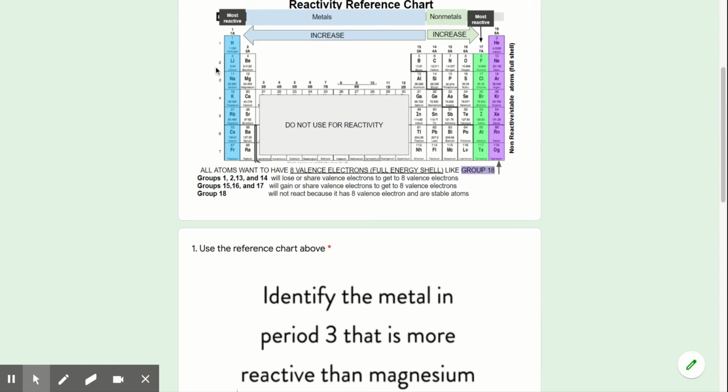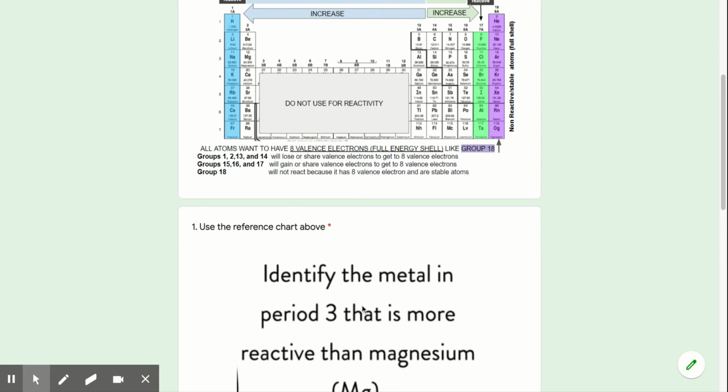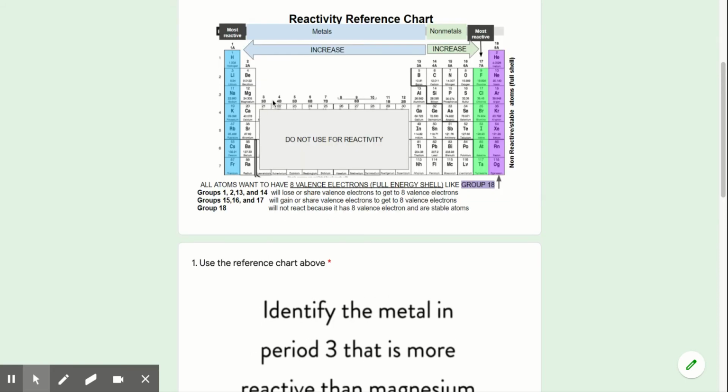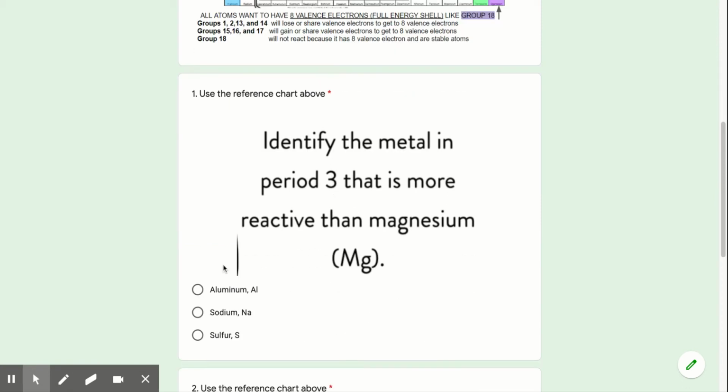So the metal in period 3, so we're looking over here, metals in period 3. So aluminum's a metal, magnesium's a metal, and sodium's a metal. That's all in period 3. And we want it more reactive than magnesium. So here's magnesium, more reactive. So we see metals, it increases to the left, is going to be sodium. So here I'm going to click sodium.